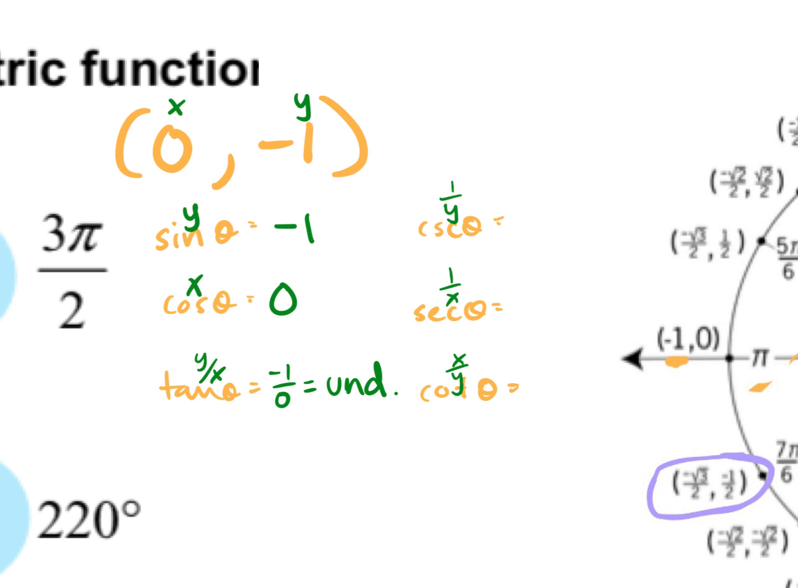Now let's find our reciprocal functions. We have 1 over negative 1, which simplifies to what? Negative 1. Secant would be 1 over 0, which simplifies to undefined, because you can't have 0 in the denominator. And cotangent, when we flip it, would be 0 over negative 1, which is 0. 0 on top is 0. 0 on the bottom is undefined. So these would be our 6 trig functions.